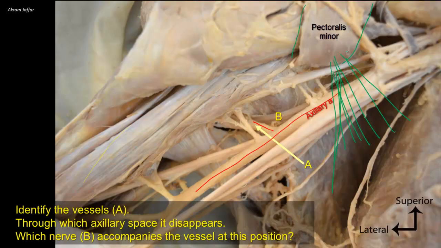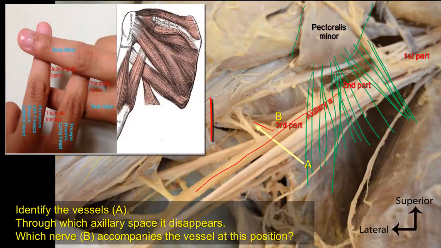A part that is medial, and this is the first part. A part which is posterior, which is the second part, and the other part is the third part of the axillary artery. So this branch A is a branch of the third part of the axillary artery, that is distal to pectoralis minor muscle, and it passes through the posterior wall of the axilla through the quadriangular space, and we can see it here accompanying a nerve.